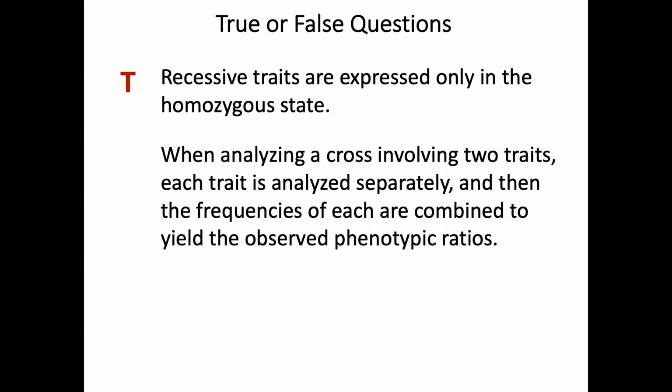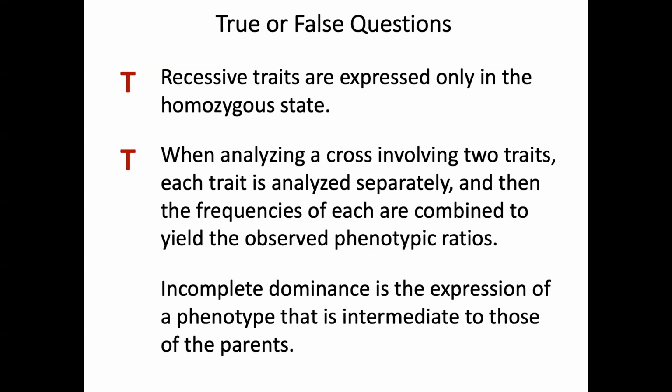This is exactly correct. And the meaning of independent assortment, okay? So the answer is true, all right? And the third one, incomplete dominance is the expression of a phenotype that is intermediate to those of the parents. Is this true or false? If you go back to check the snapdragon flower as an example, you know this is the correct definition. Therefore, this answer is also true.